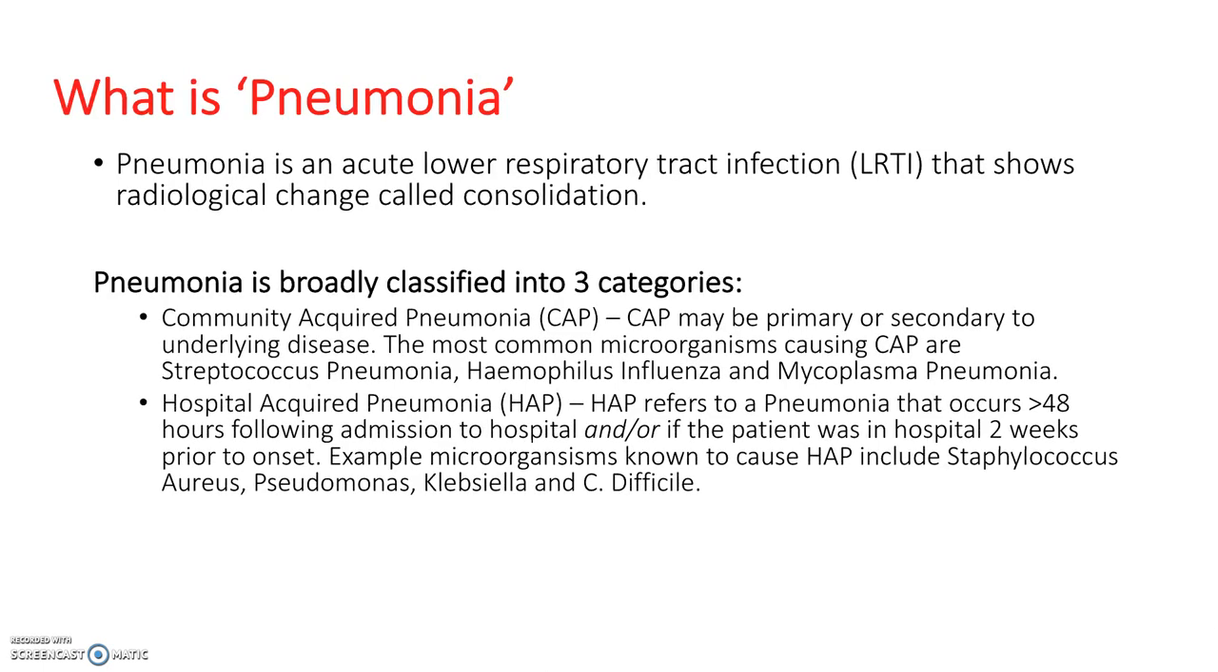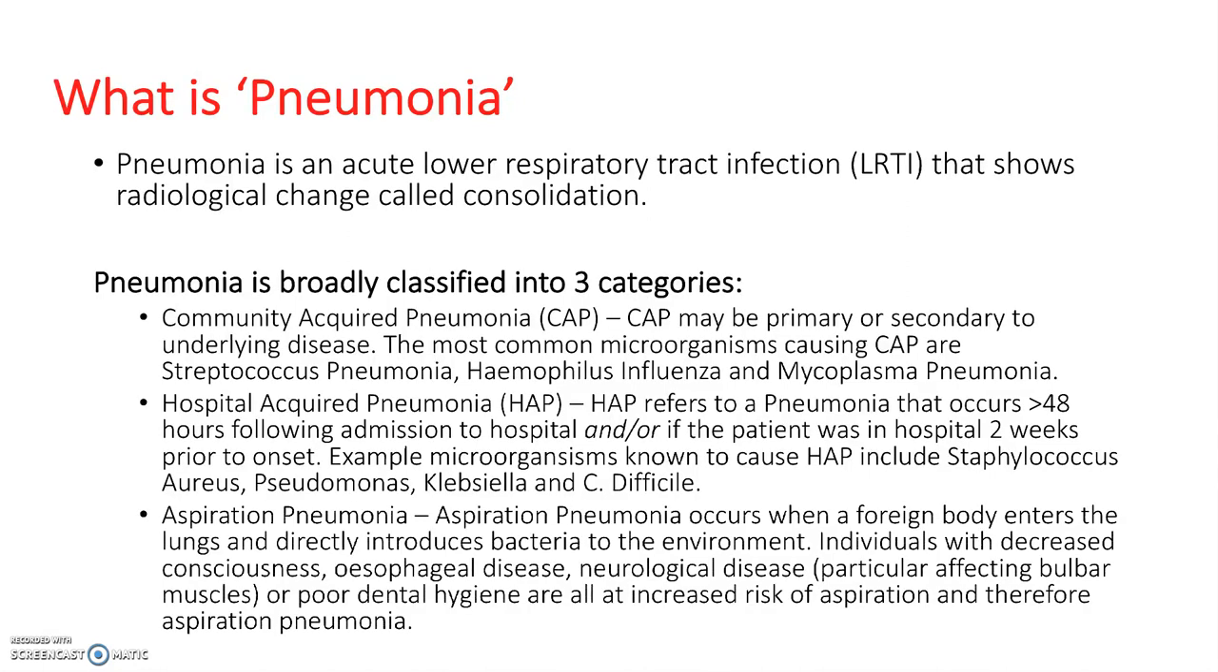You then have HAP, which is hospital-acquired pneumonia. HAP refers to a pneumonia that occurs over 48 hours following hospital admission, up to 2 weeks after leaving hospital. Organisms known to cause HAP include Staph aureus, Pseudomonas, Klebsiella, and C. diff. The last of the three main categories is aspiration pneumonia.